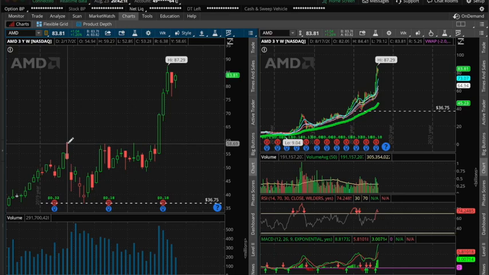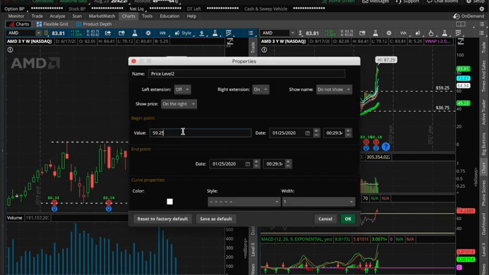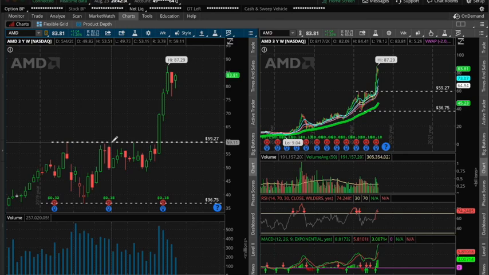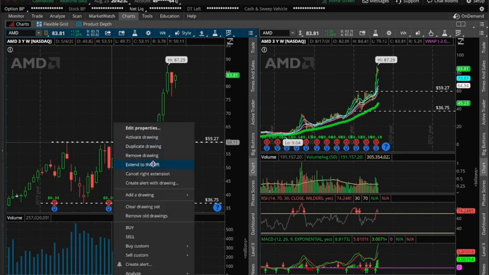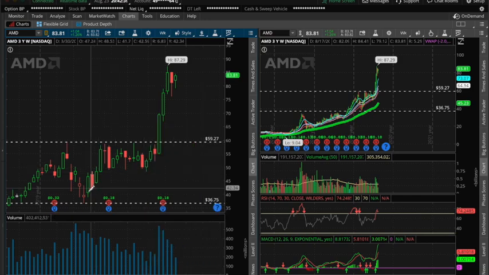So then next you want to go for the high, which was 59.27, right? So I'm gonna right click, edit properties. I'm gonna type in 59.27. Okay. So then you want to make it go to the left. You don't have to do that. I just do that so it's a clean, straight horizontal line, and it's not like you just plotted it right in the middle of the chart.